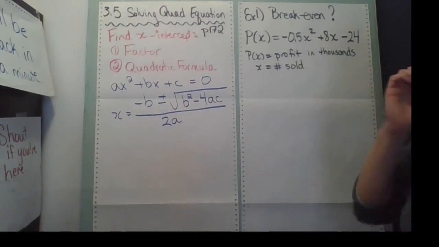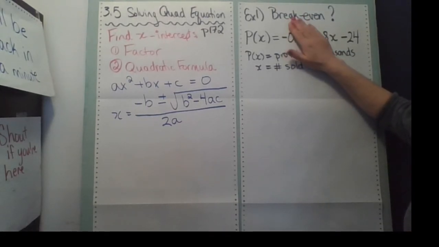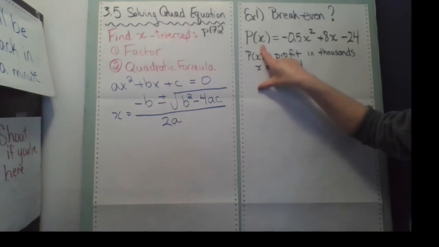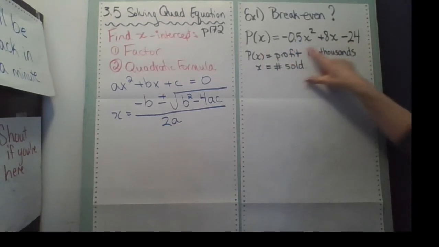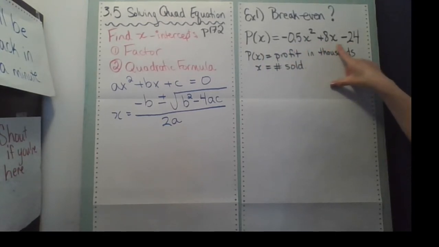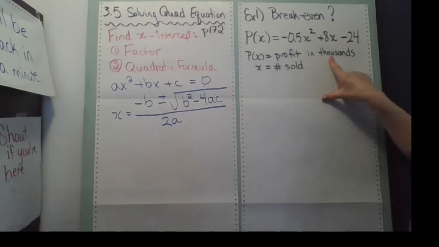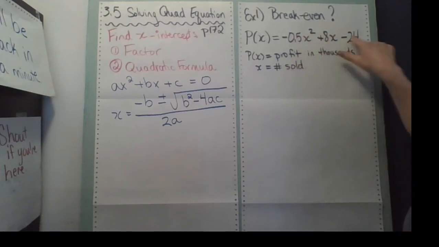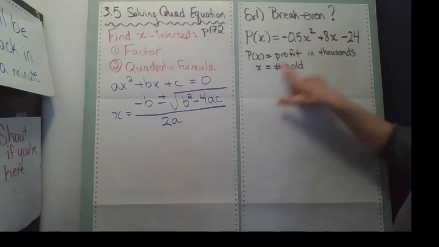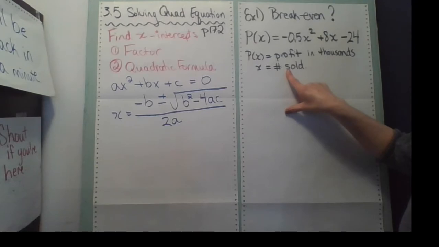Okay, so example 1 talks about a break-even point. We often see those words. We're given a profit equation of P(x) = negative 0.5x squared plus 8x minus 24. Our profit is in thousands of dollars, and they say that so we don't have a whole bunch of zeros in here. It gives us easier numbers to work with. And we're told that x is how many are sold.